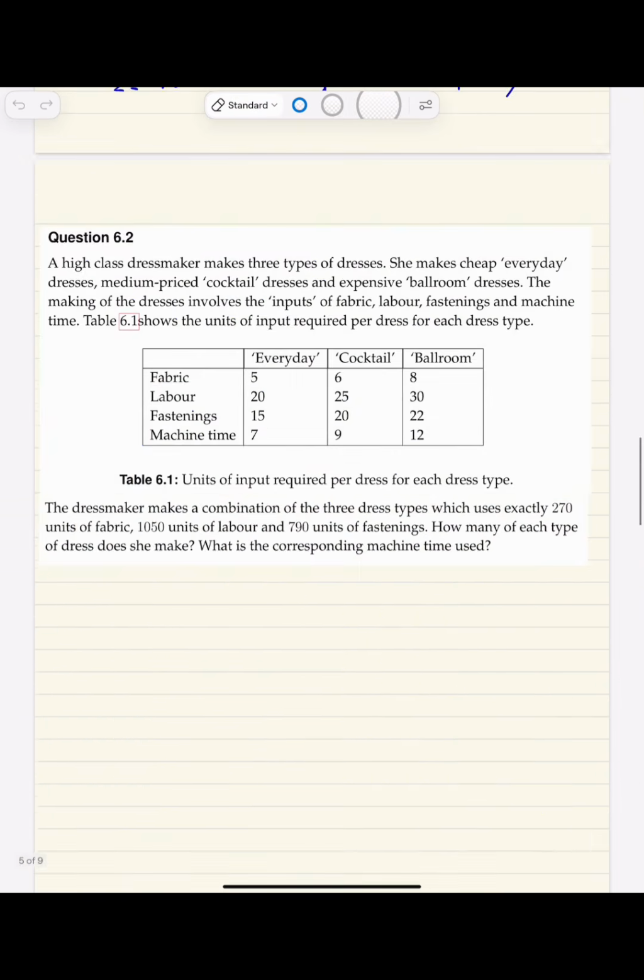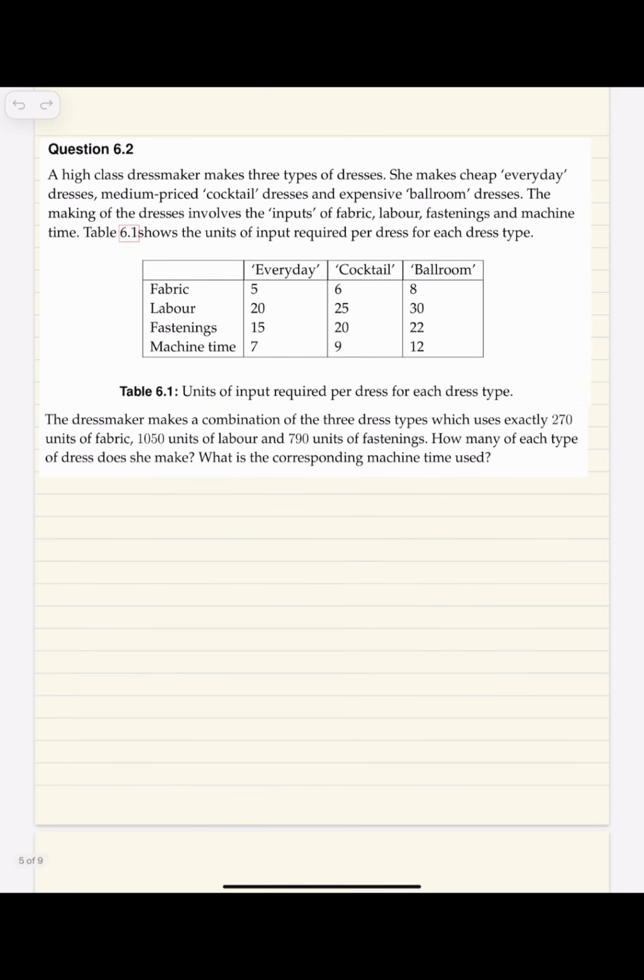So let's do the next question. It says, a high-class dressmaker makes 3 types of dresses. She makes cheap everyday dresses, medium price cocktail dresses, and expensive ballroom dresses. The making of the dresses involves the inputs of fabric, labor, fastening, and machine time. So every day requires 5 inputs of fabric, 20 units of labor, 15 and so on. This shows the units of input required per dress.